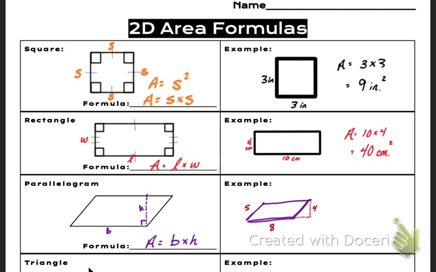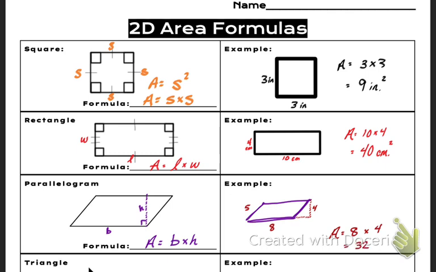So sometimes you might have measurements that are good to know, but they're not necessary to find what we need to find. We are only concerned about the base and the height of our parallelogram. So area here would be base, 8, times height, 4. So our area would be 32.